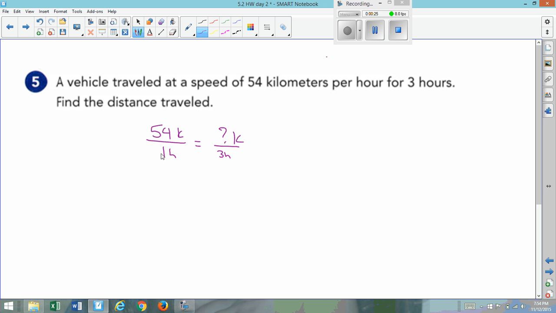what do we have to do to 1 to make it a 3? Well, we times it by 3. We would have to times this one also by 3, and you get 162 kilometers in 3 hours.